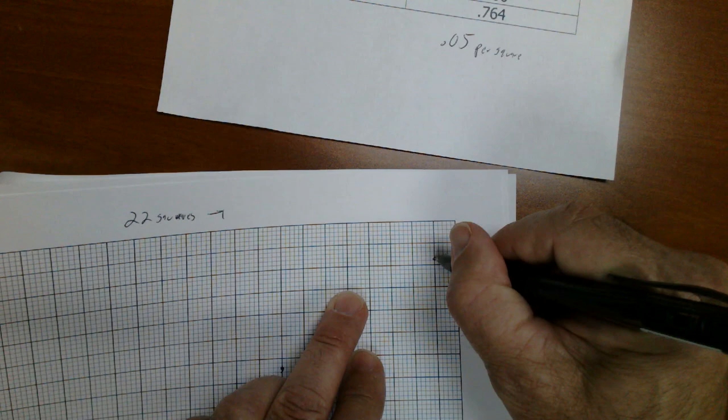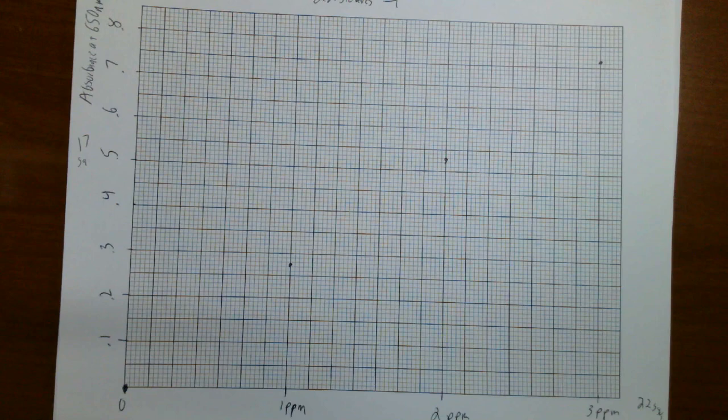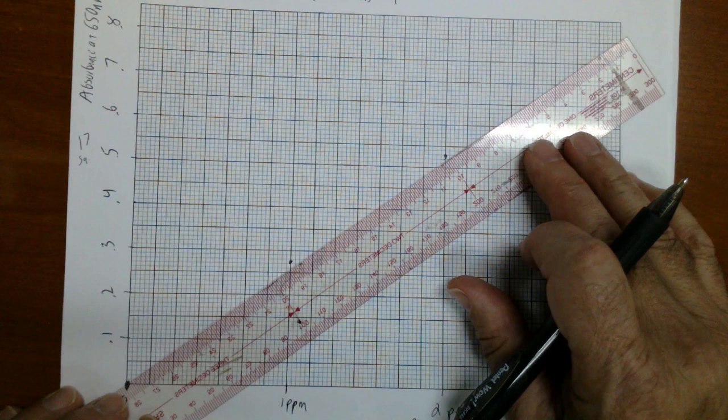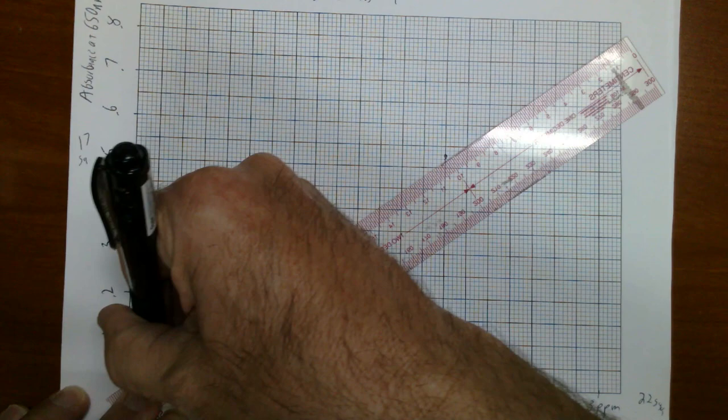Then what I like to do is take a clear ruler and draw as straight a line as possible, either through all the points or as close to the points as possible. You can see this is pretty close to linear, but not quite. So let me just represent the line like this. Okay, and there we have it.